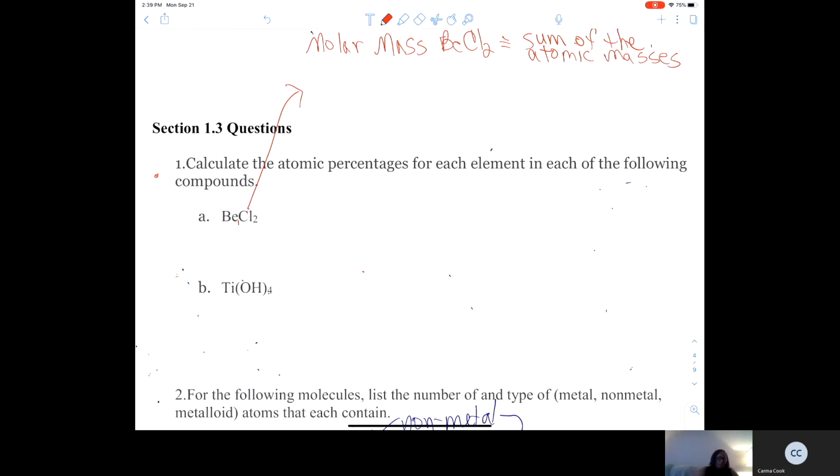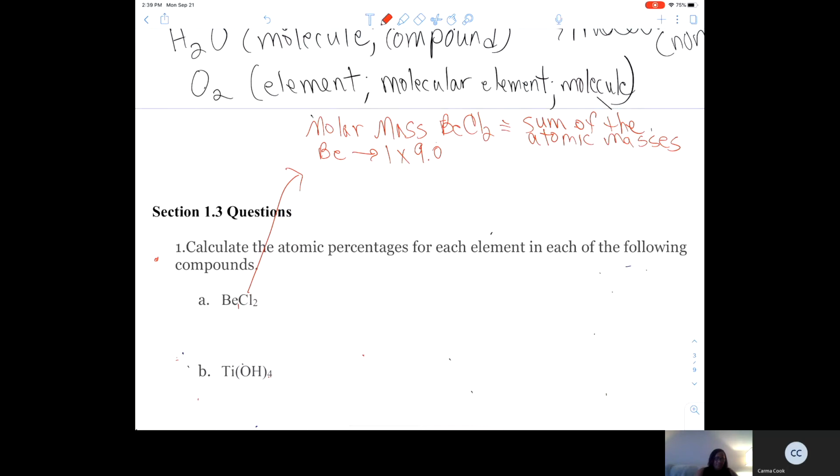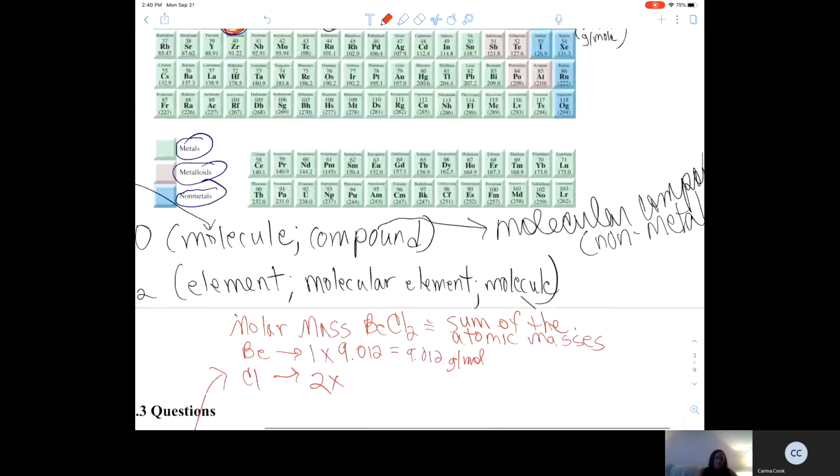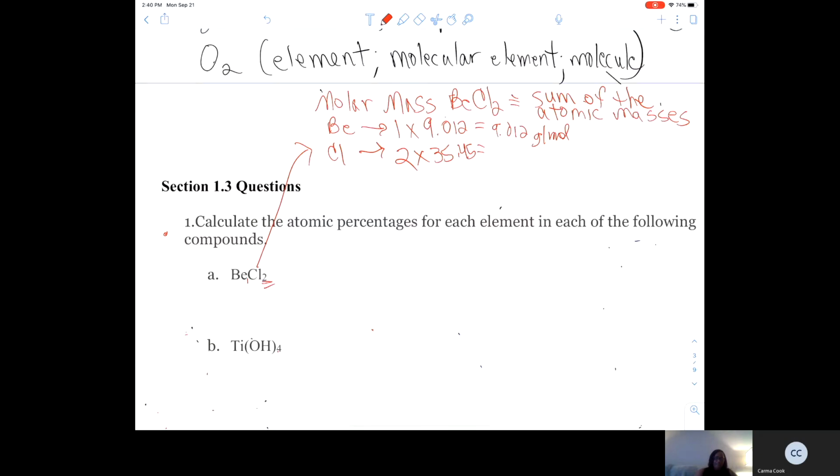So beryllium, there's just 1 of them in the formula. And the atomic mass is 9.012. For chlorine, there's actually 2 of them in the formula for this compound. And each chlorine has an atomic mass of 35.45. And that gives you 70.90 grams per mole. You add that together. You get 79.91 grams per mole.